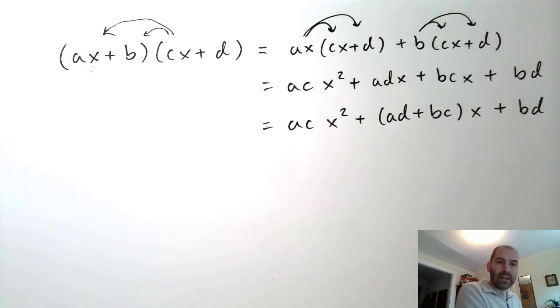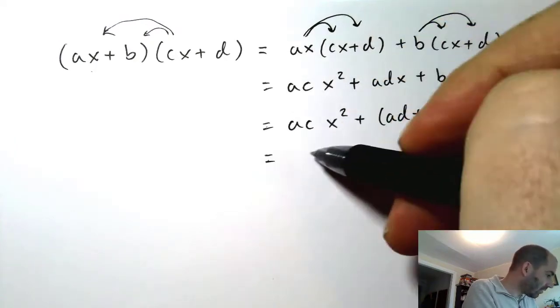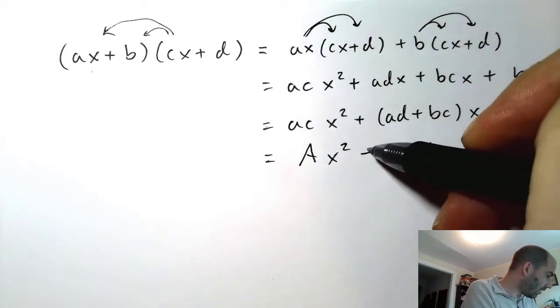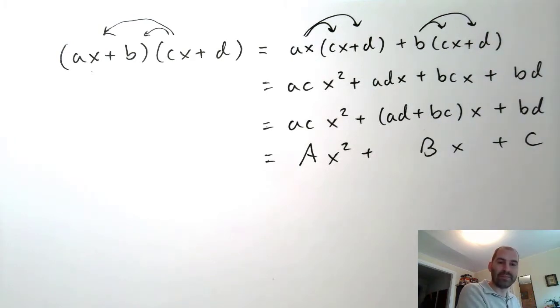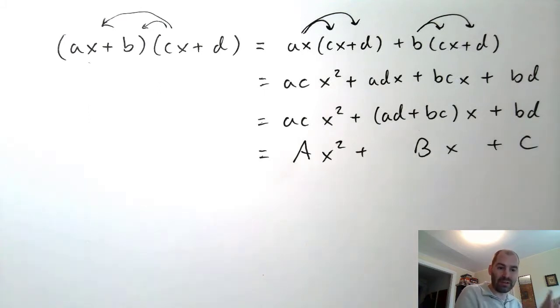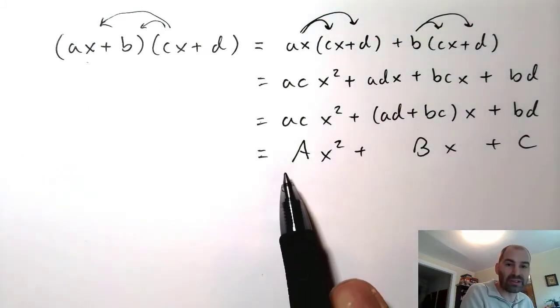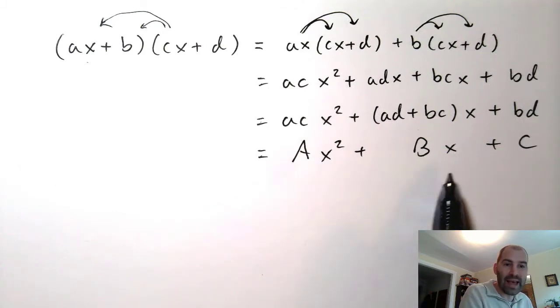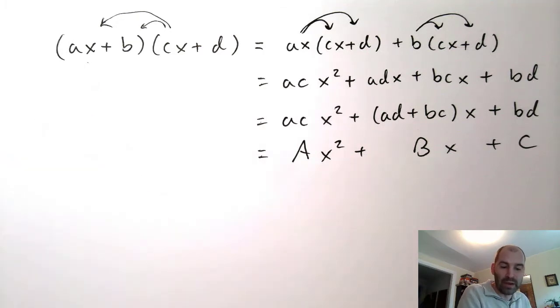So what we have here is a trinomial. Notice it is of the form ax squared plus bx plus c. These are the types of polynomials that we are worrying about here, the things that we're dealing with. And we want to run this process in reverse. We want to start with something that looks like this and get to something that looks like this, the factored form.